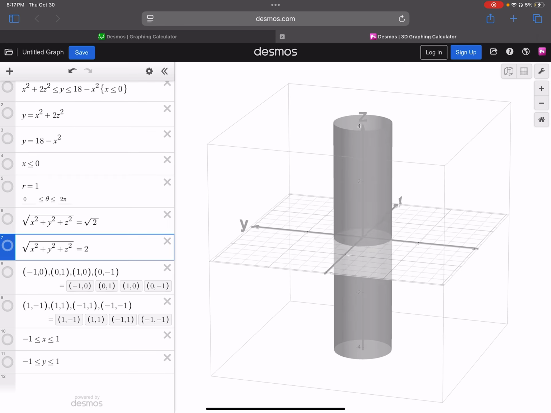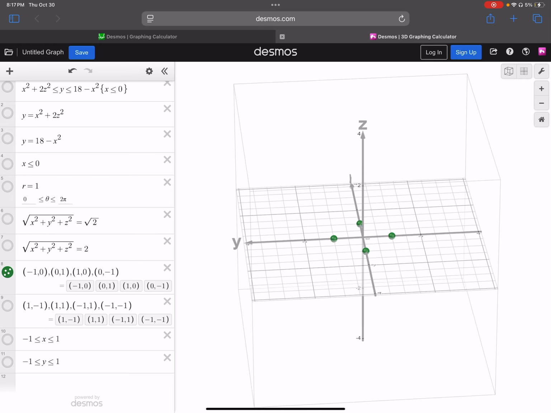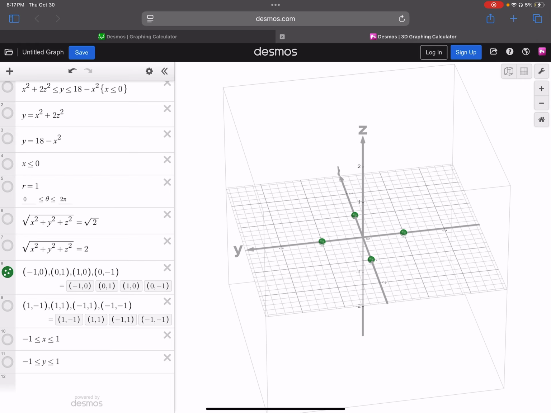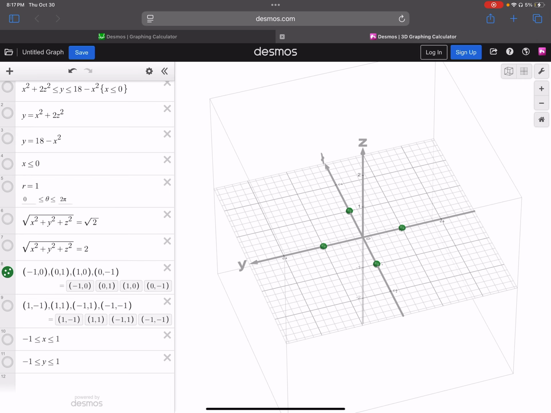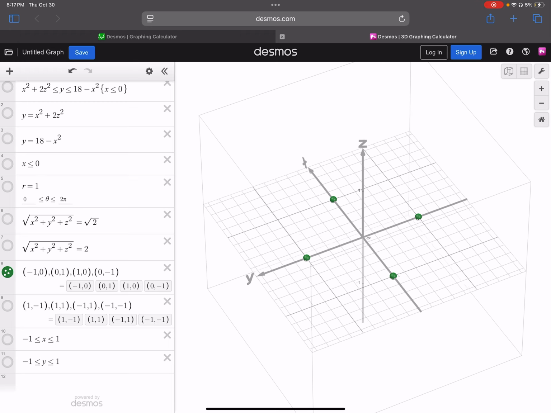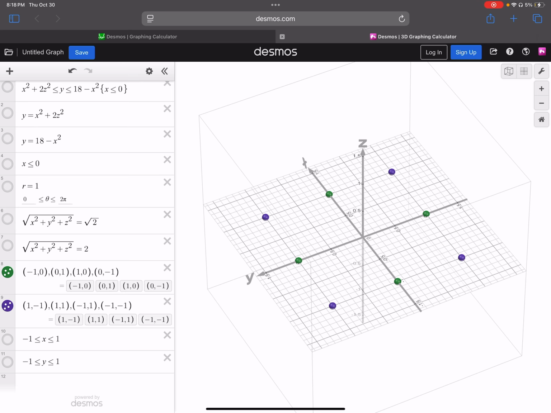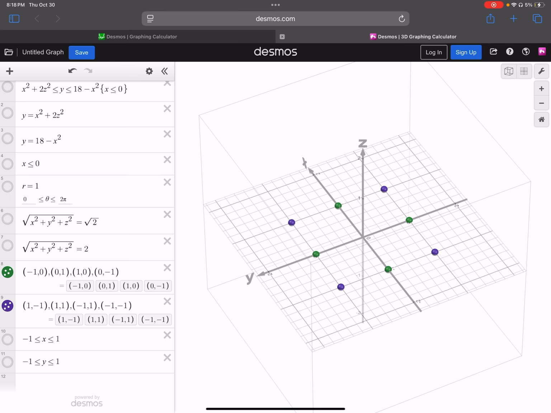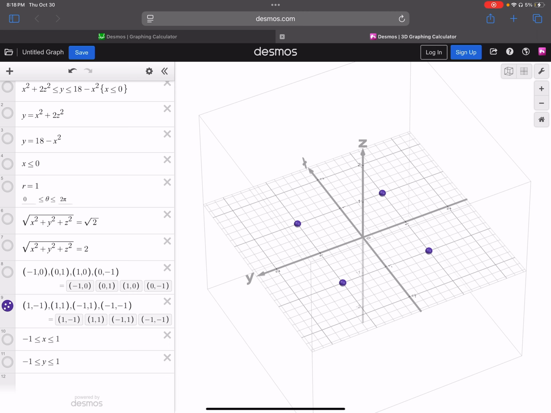And then I'll turn that off just so we can see our other one. And then we had these points, -1, 0, 0, 1, 1, 0, 0, -1. So those are graphed in green right here. Those are just points separated by commas, that way they're all in one line. However, we have a transformation applied to that. And that transformation turns those points into these. And so we can see that they're shifted a little bit, and then we can turn that off.